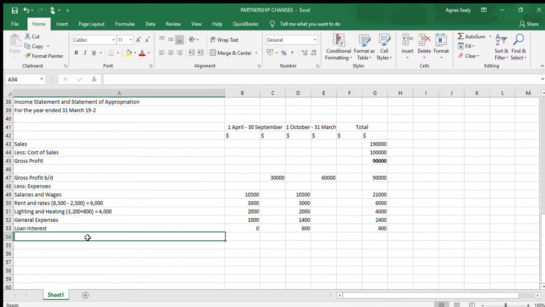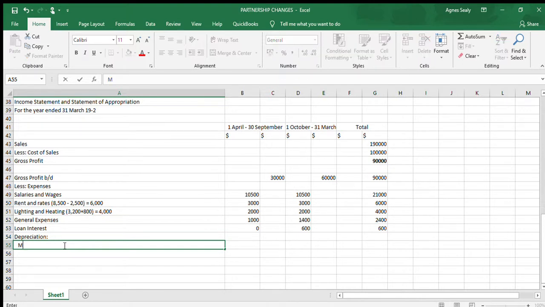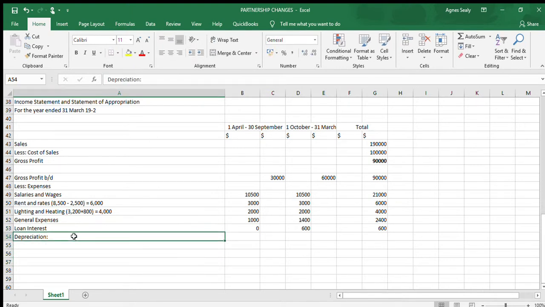So our next expense that we're looking to calculate will be the depreciation on our vehicles, or in other words, depreciation on our assets. So we're looking at motor cars, and we're looking at the depreciation on these motor vehicles.